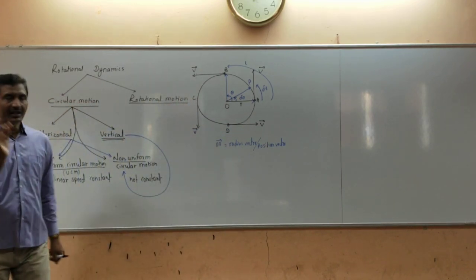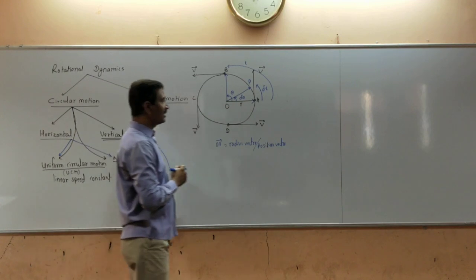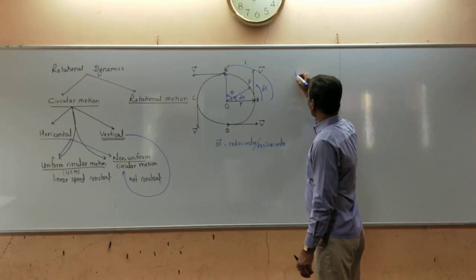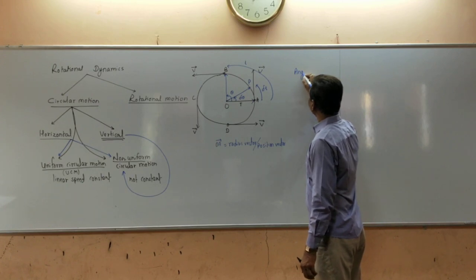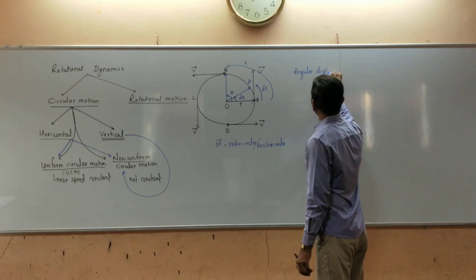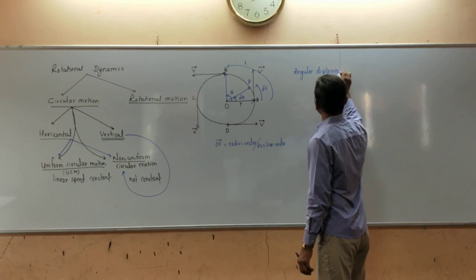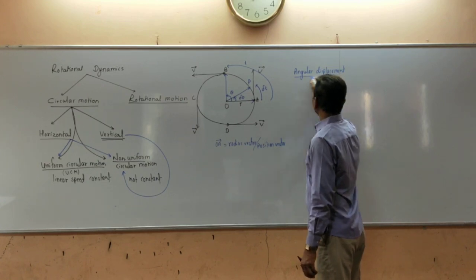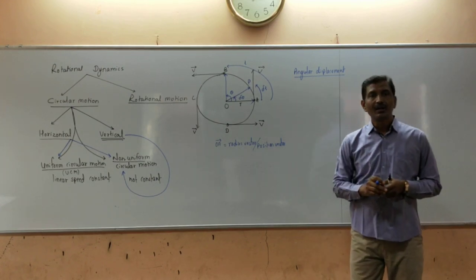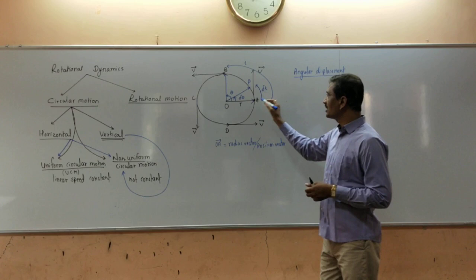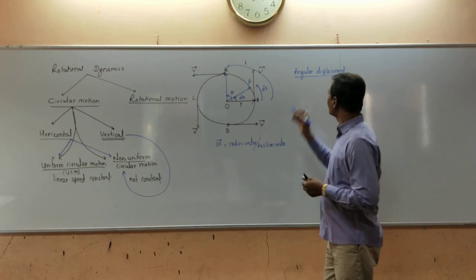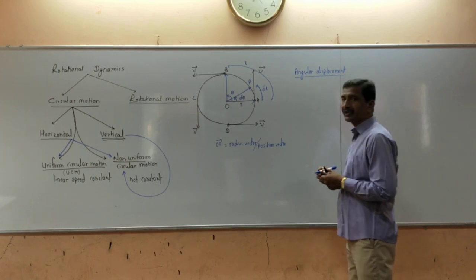So such an angle traced out by the radius vector in a given interval of time is called the angular displacement. So what is the angular displacement? Angle traced out by the radius vector in a given interval of time, or angle through which the radius vector rotates in a given interval of time. This angle is called the angular displacement.